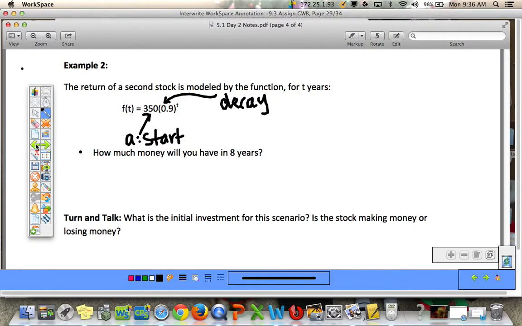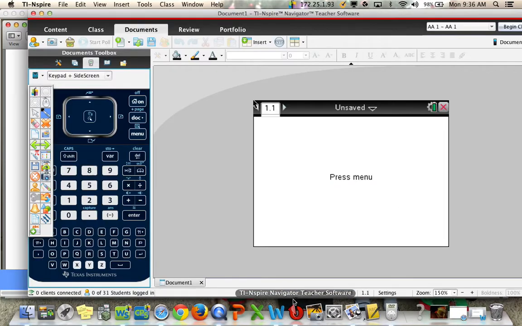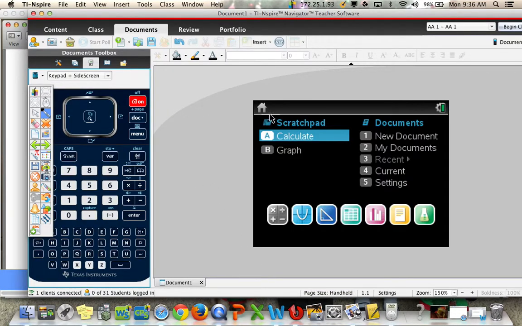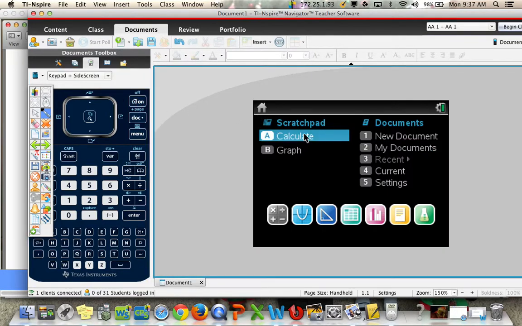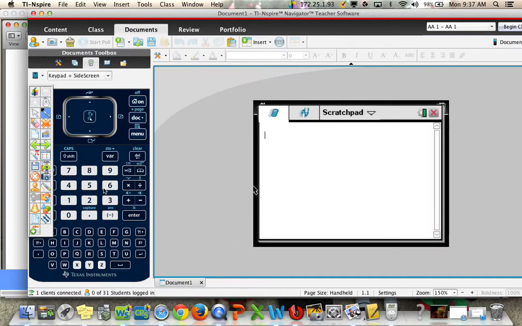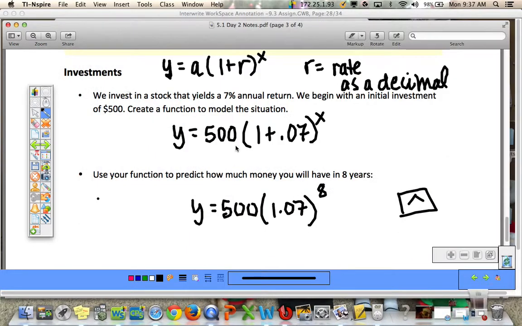All right, so let's go back to that problem. Okay, 500 times 1.07 to the 8th. Here's how you type it in. Let's open a calculator page. Okay, so you start with your starting value. It's 500. And then you can put the 1 plus or just 1.07. And then it's to the power of, so here's that caret key right here, and then it makes it an exponent. So after 8 years, you're going to have $859.09 in your account.